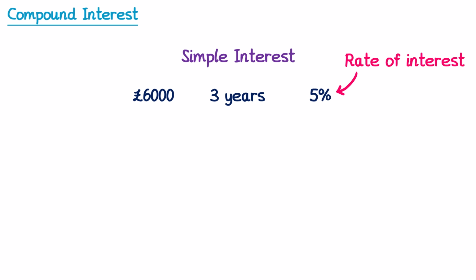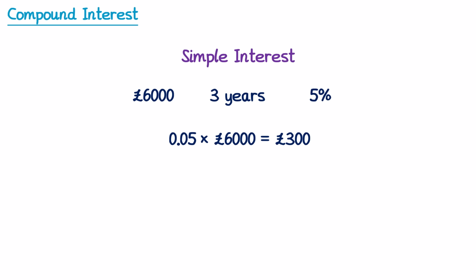So for this example, with simple interest, we would begin by working out 5% of the amount of money you invested in the bank, so £6,000. To do 5% of £6,000, we do 0.05 multiplied by 6,000. This will give you 300. This means that each year you leave your money in the bank, you'll receive £300 in interest. But of course you're going to leave the money in the bank for 3 years.